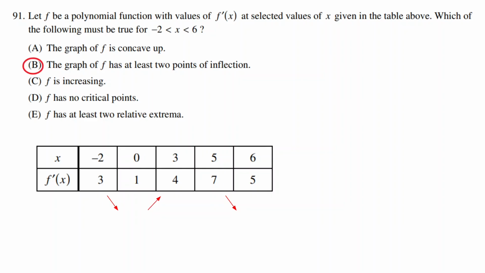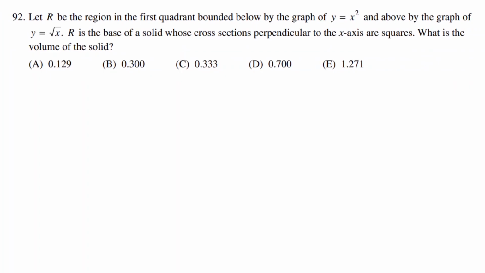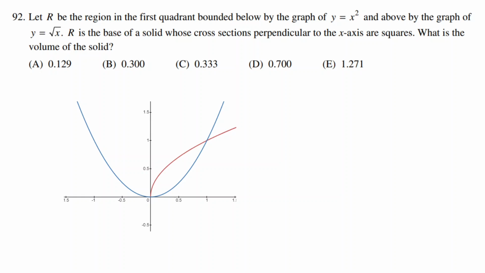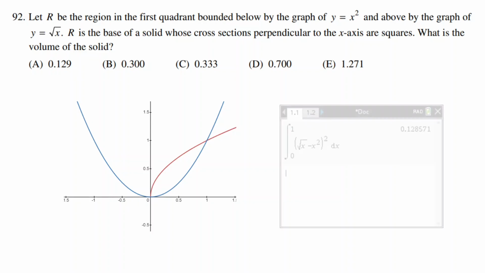The last problem is number 92. It asks for the cross-section area for squares. We take an integral using the intersection points as the bounds, and then the top function minus the bottom function all squared. We know that square root of x and x squared intersect at 0, 0, and 1, 1, so we can take an integral of 0 to 1.